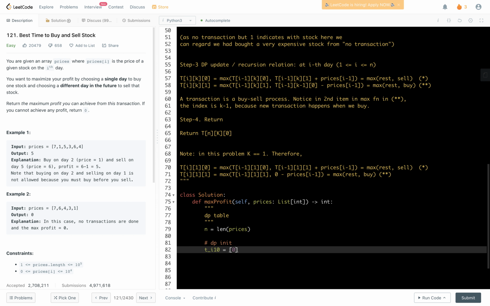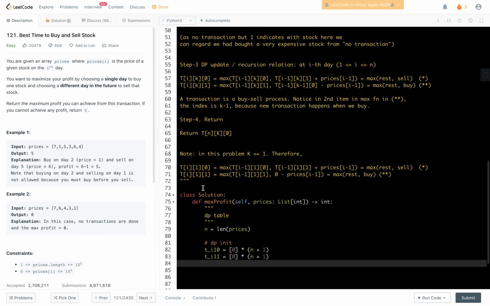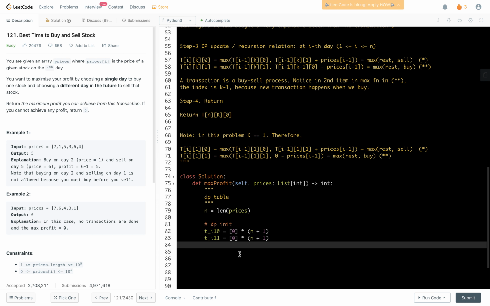So DP initialization. I'm going to call the first DP table corresponding to this one TI10. So it's going to be 0 times n plus 1. And then TI11, so I'm going to use 0 times n plus 1. Because this no transaction case we have updated, so now let's look at the no stock case. So if no stock, we're going to set TI10 to be 0.